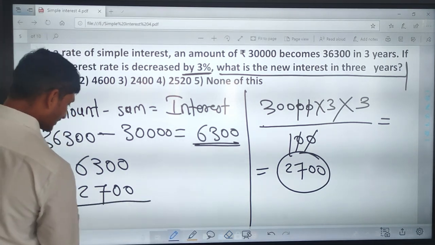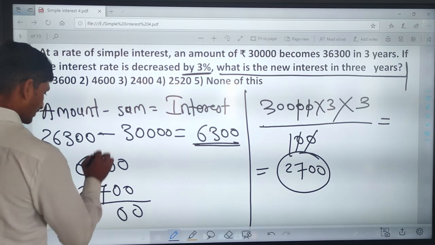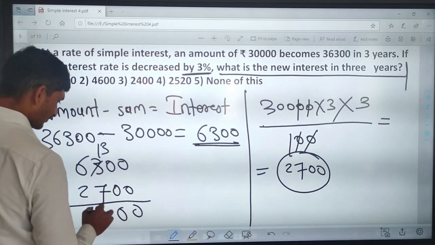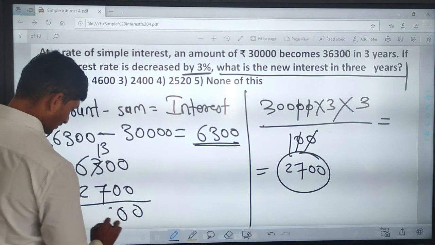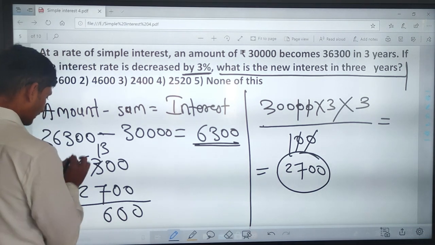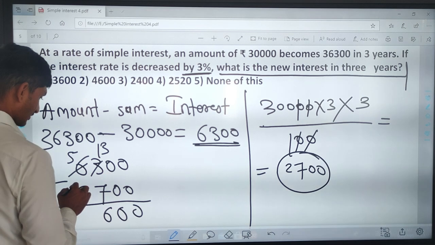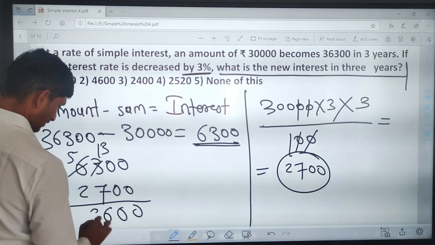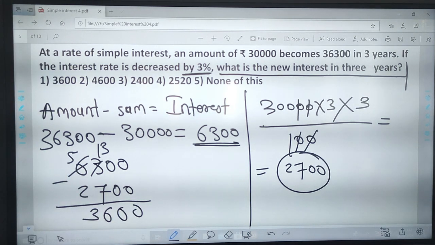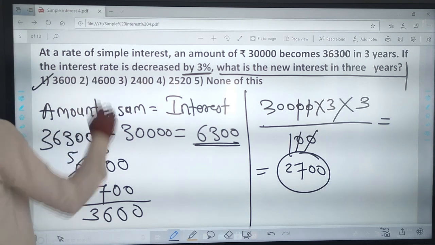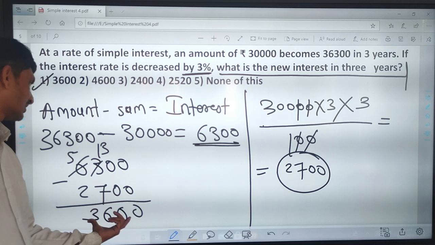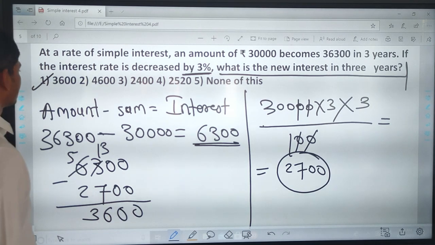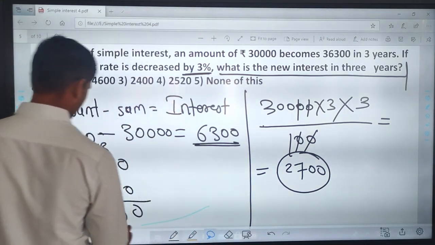Now here we get the subtraction. 0 minus 0 is 0. Here 13 minus 7 is 6. Then here 5 minus 2 is 3. Now your answer is 3,600. Now next.